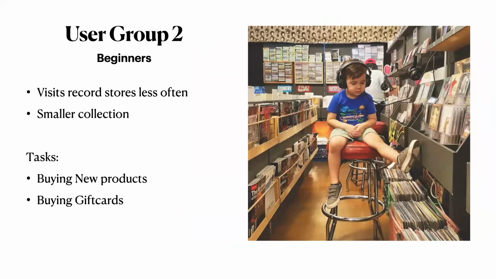Second user group does not go to record stores or music stores very often. This group has a much smaller collection, a much smaller knowledge of what they may be buying or selling, and they're probably new to purchasing obsolete media, records, CDs, cassettes, things like that. Thus, their tasks lean towards buying gift cards for people or buying newer records.